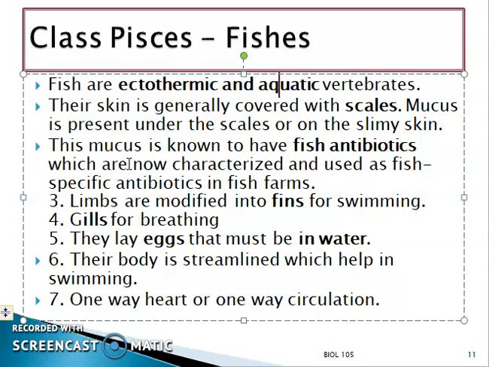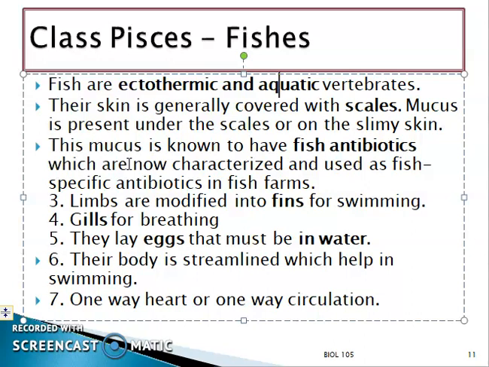So this mucus is covering the body, helping in dealing with desiccation, and also it has fish antibiotics. Limbs are modified into fins for swimming. There are different types of fins like pectoral fin, which are around the shoulder; pelvic fin, which is near the pelvis; dorsal fin; caudal fin, and there may be more.